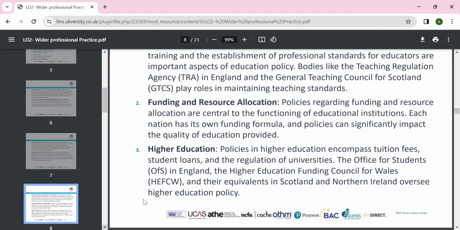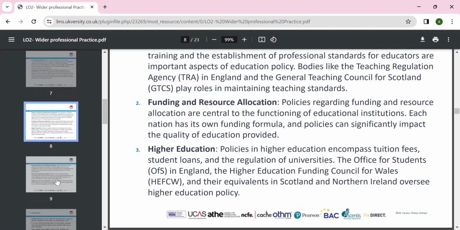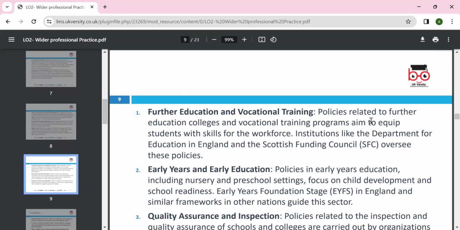As an institution, we have to look at these policies because it's quite crucial in terms of where funding will come from and how we can claim these extra achievement funds as well, which means we can claim some money. Then further education and training: policies related to further education colleges, where we can look at the Scottish Funding Council in England and Scotland as well, and we have a lot of other funding as well.